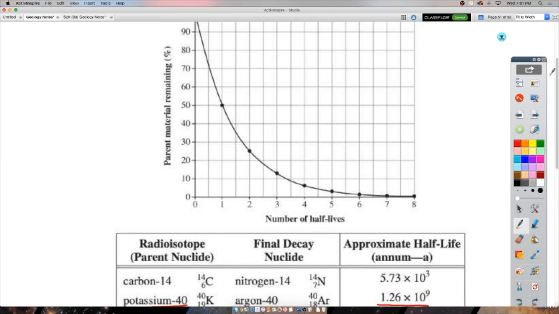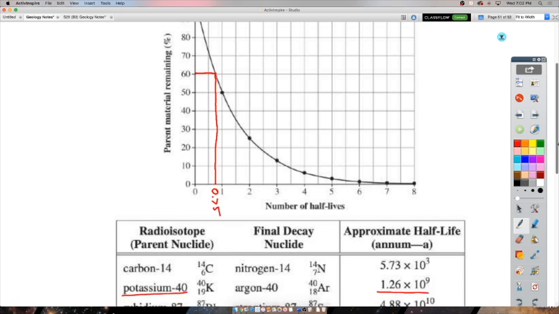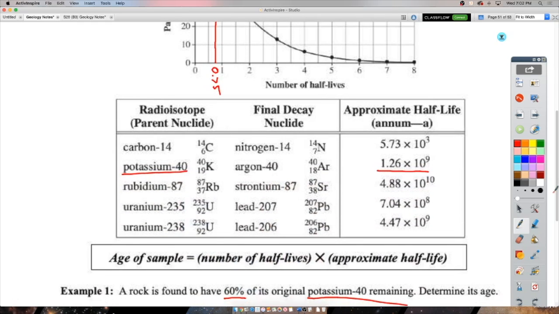So we're going to go up to our graph, and this is what you're going to do. You literally draw on it, and you say, okay, 60% is left. So you go over till you hit the curve, and then you see how many half-lives that is. So you just go straight down. And where you hit is going to be how many half-lives have passed. So to me, this would be 0.5, that would be 1. It's about halfway. So how many half-lives have gone by? About 0.75, okay?